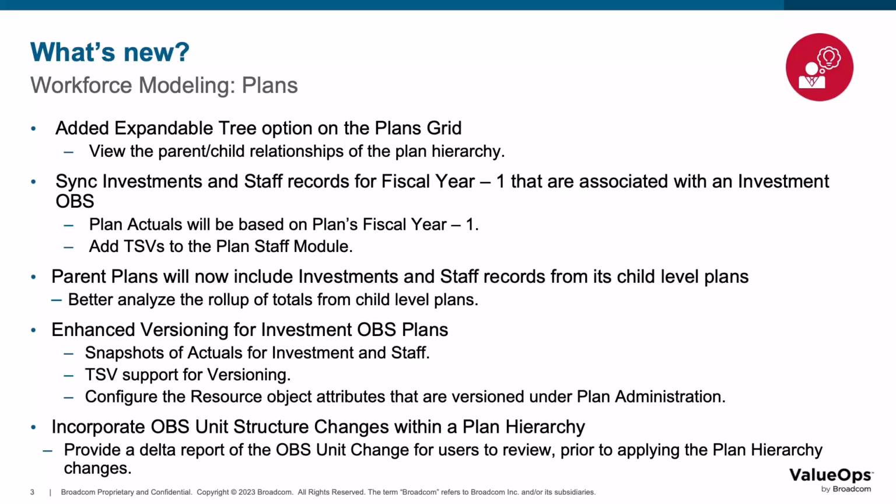We've also, for any plans that are parent plans, included the investment and staff records from its child level plans. So you can see that roll up of totals under both the investment and the staff to give you some context. Before, you had to go down to those particular child level plans to see those records. Now you can look at it holistically from the parent and the child level plans.